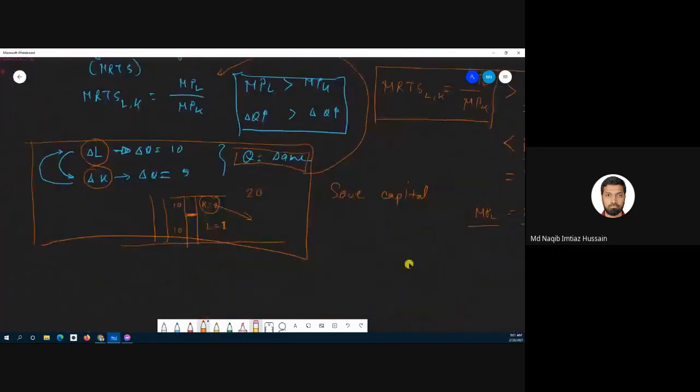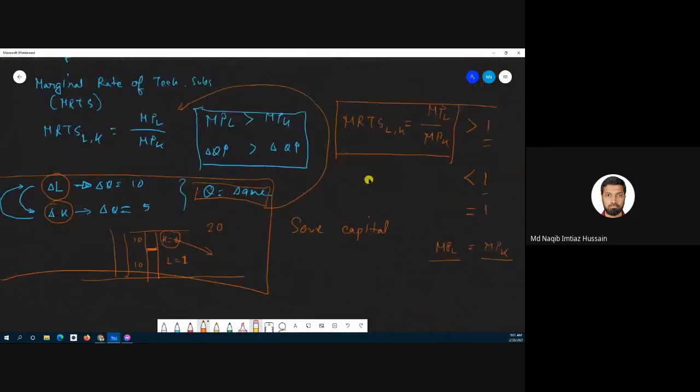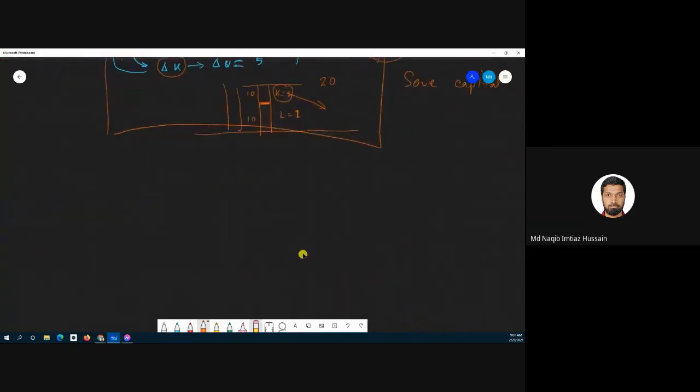Now, if you look at this, look at this MRTS LK. Marginal rate of technical substitution, LK. The definition is marginal product of L divided by marginal product of K. If you plug in the values, the definition of marginal product of L and marginal product of K, you find this.